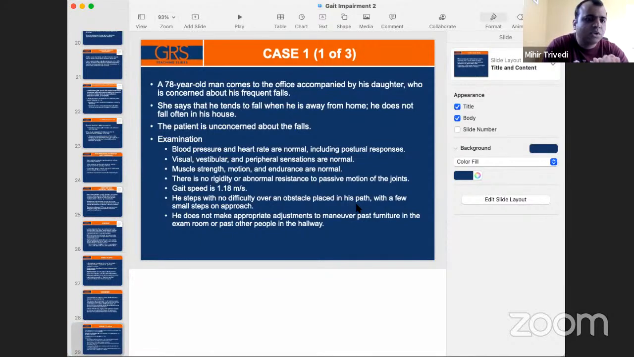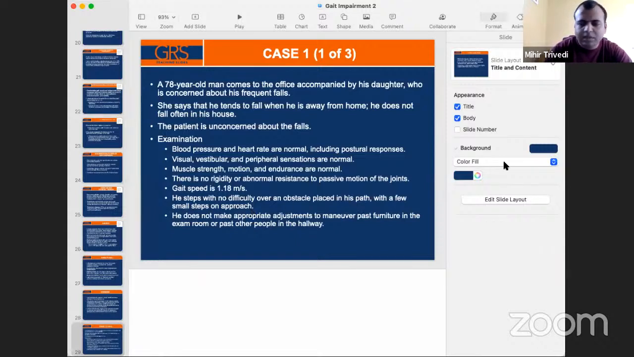The examination shows blood pressure and heart rate are normal, including postural responses. Visual, vestibular, and peripheral sensations are normal. Muscle strength, motion, and endurance are normal. There is no rigidity or abnormal resistance to passive motion of joints. Gait speed is 1.18 m/s. He steps with no difficulty over an obstacle placed in his path, with a few small steps on approach. He does not make appropriate adjustments to maneuver past furniture in the exam room or past other people in the hallway.